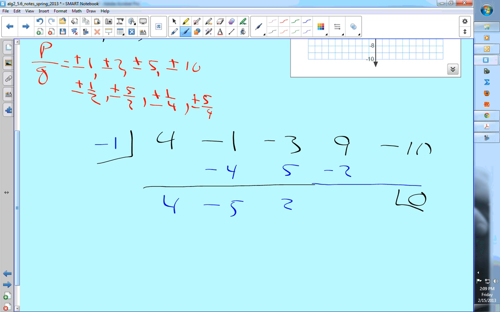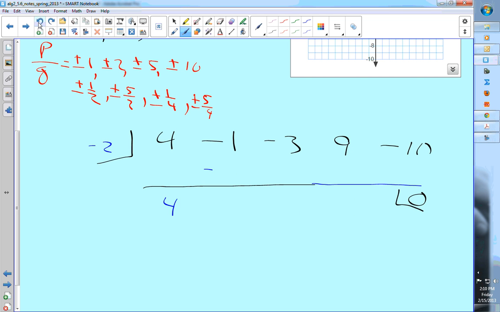And that's not going to work either. We could try, if you want to just keep going in order, you could go 2. So you're going to have 8, 7, 14, 11, 22. That ain't going to work either. Try -2. That's not going to work either.